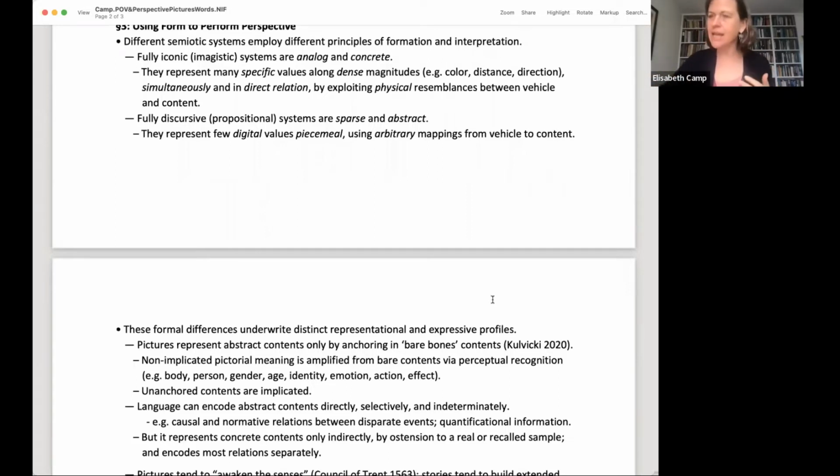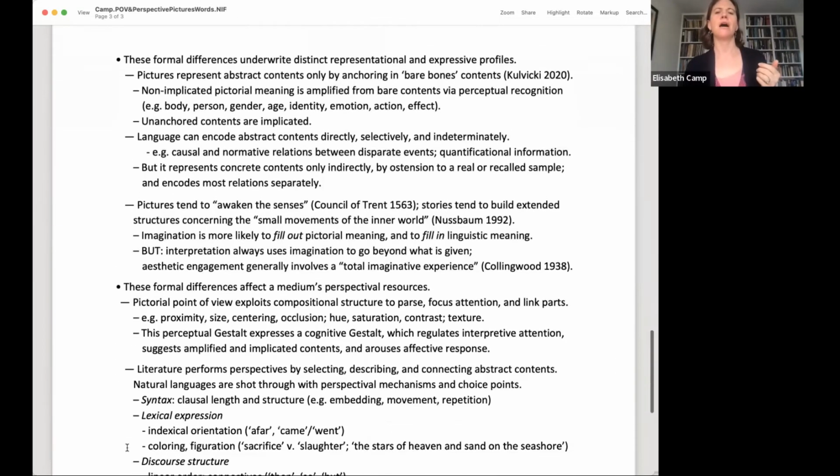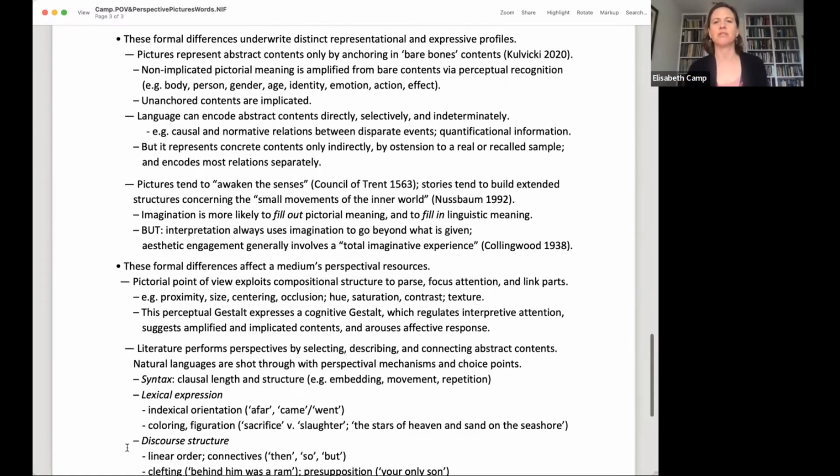Again, much more to say there. What I've said is controversial in various ways, and I'd be happy to talk about that. But given that difference in the compositional and expressive principles of these different semiotic systems, with pictures toward the end of the iconic and sentences toward the end of the propositional, those differences underwrite distinct representational expressive profiles.